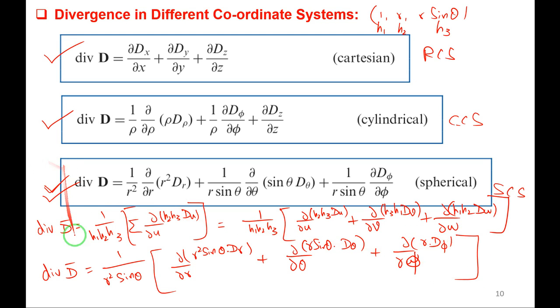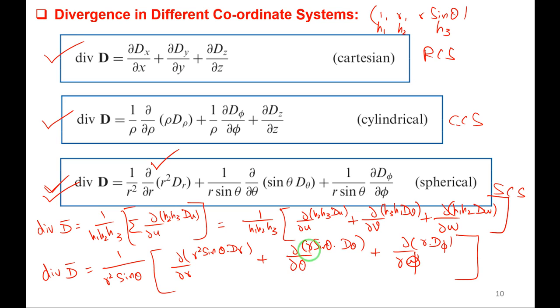Now compare this formula and this formula, just multiply 1 by r square sine theta. So finally I will get 1 by r square. Multiply this first with the first term. With respect to r, sine theta can be taken out, so sine theta gets cancelled. So I will get 1 by r square dou by dou r of r square into dr. First term over. Next, multiply 1 by r square sine theta with the second term.